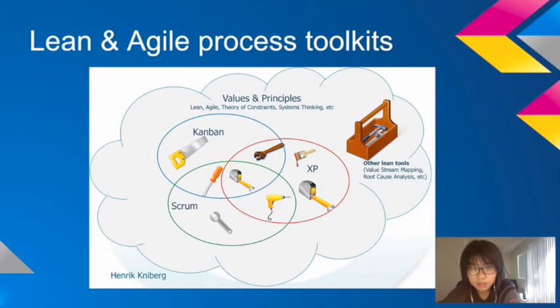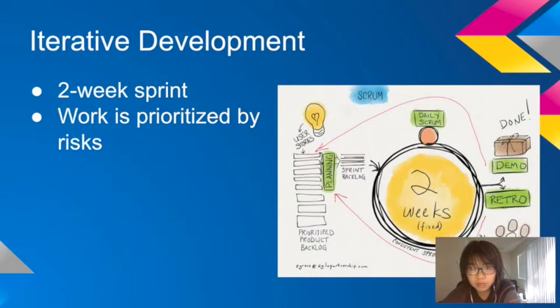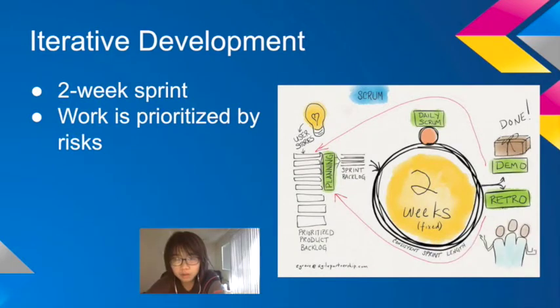Our team takes a hybrid method of Lean and Agile process. We pick multiple practices from Scrum, Kanban, and XP. We deliver our work incrementally and iteratively. Work is prioritized by risks. This will prevent the situation where we meet the highest risk at the end of a sprint.